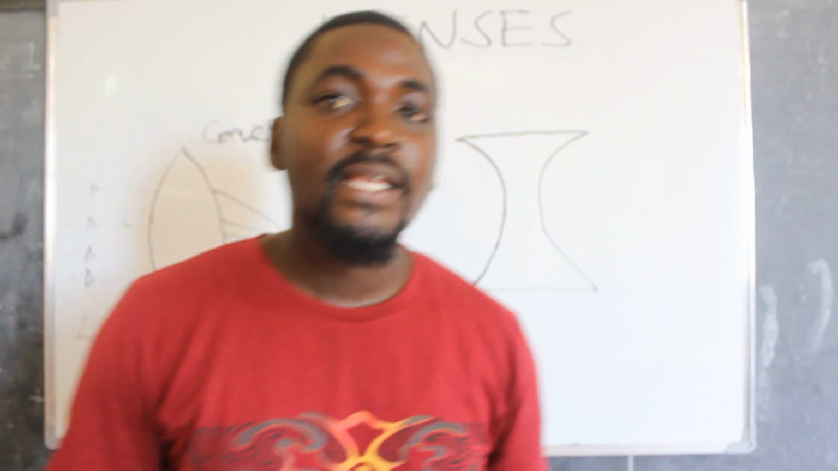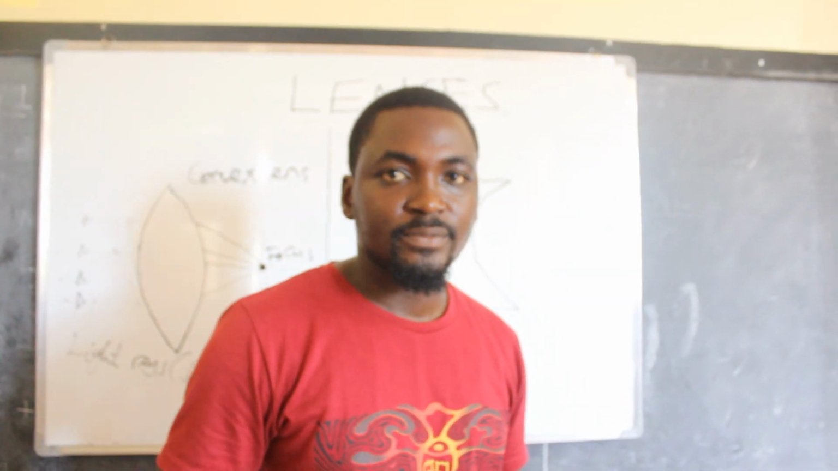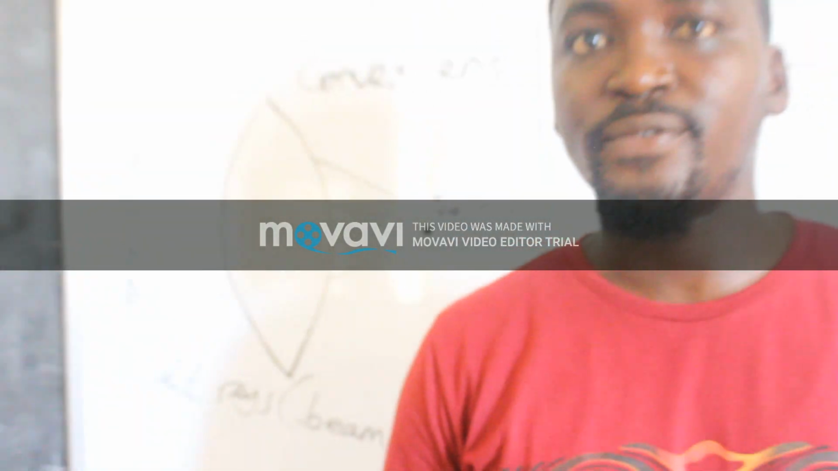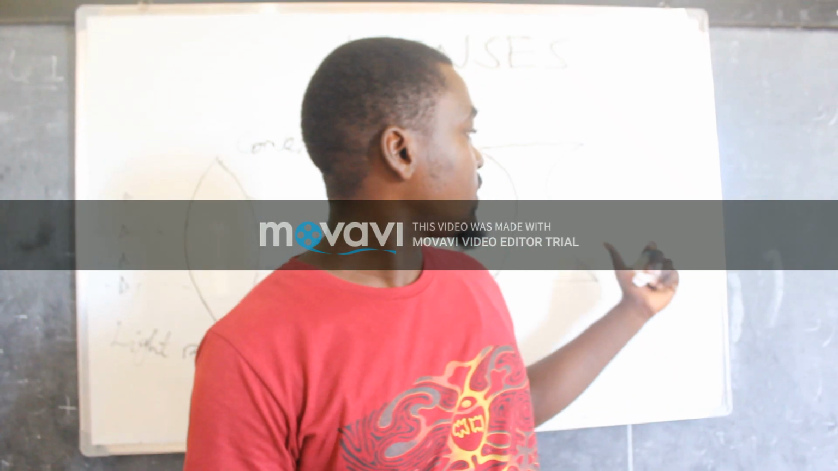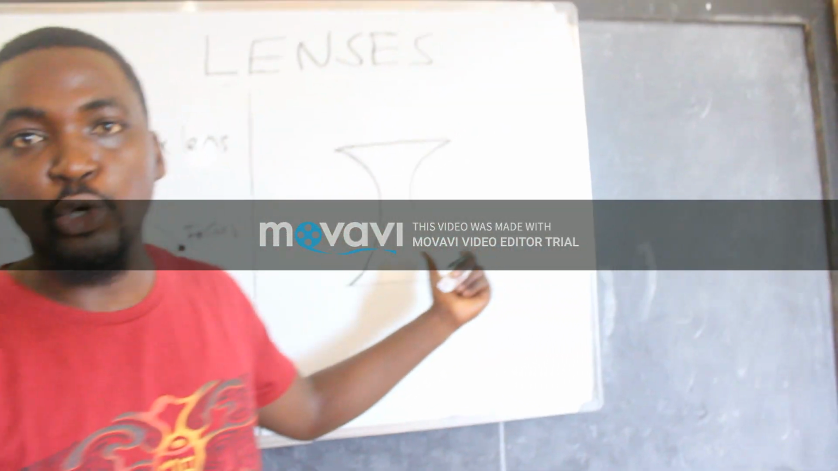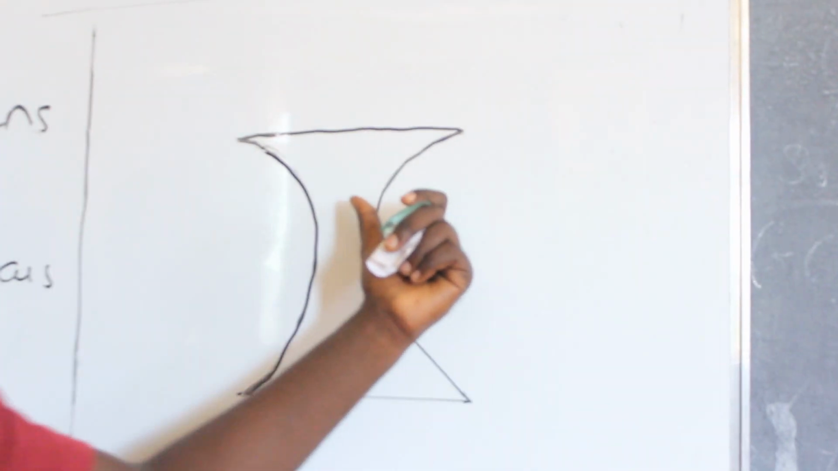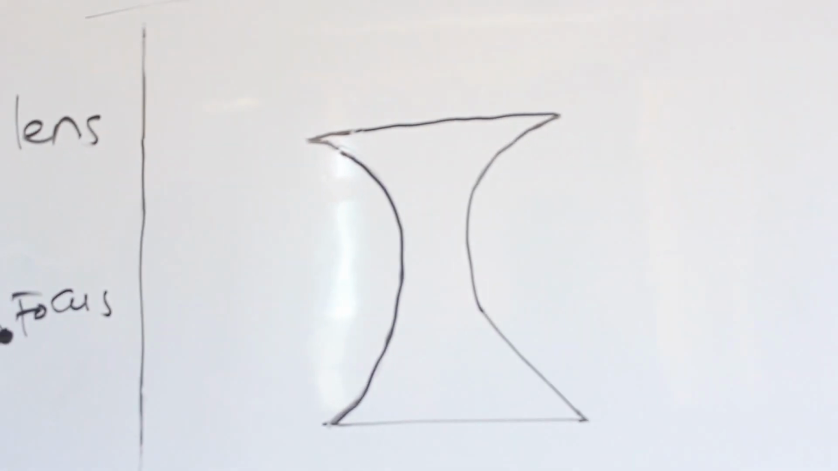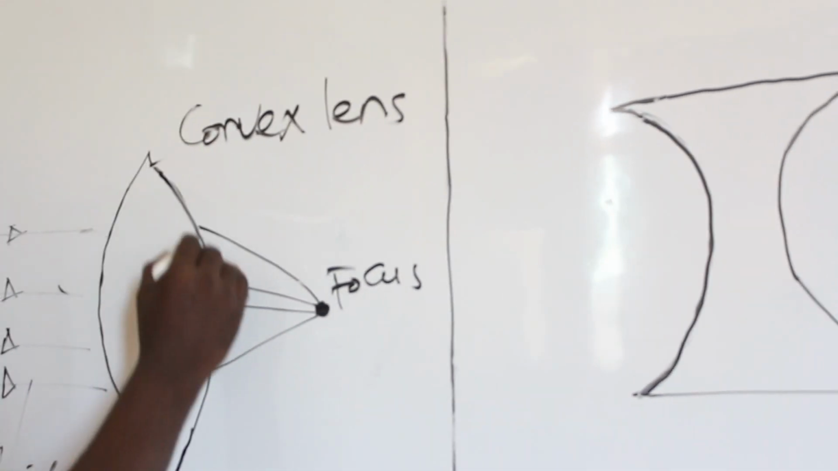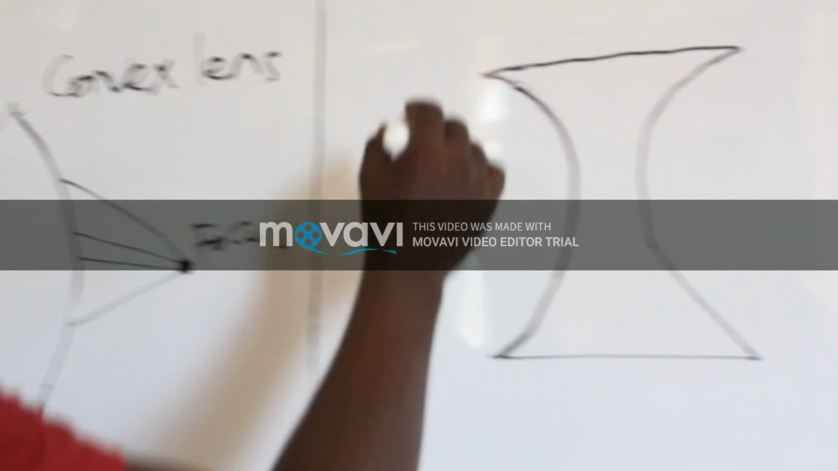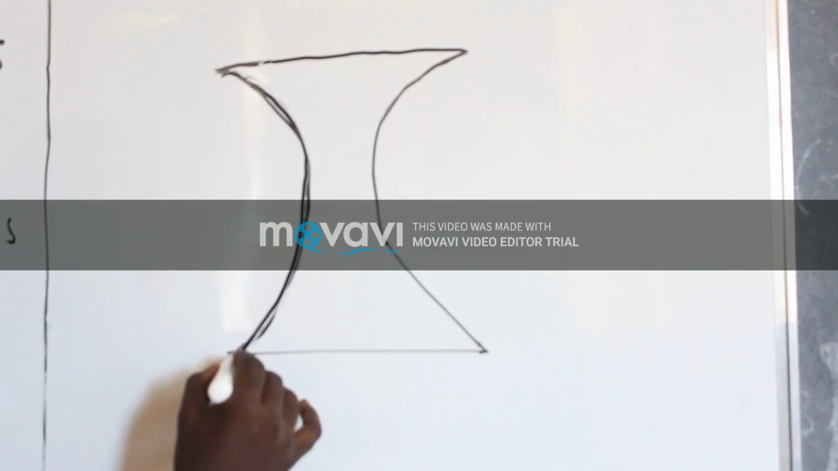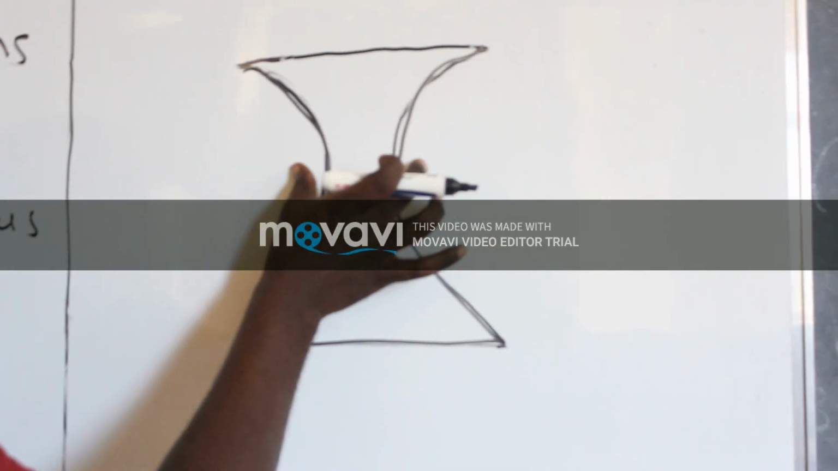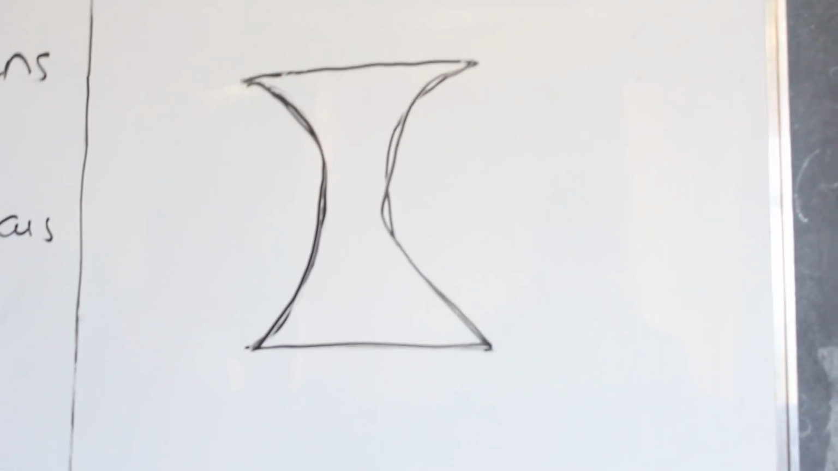Another type of lens is concave lens. Concave lens is just the vice versa of the first one that we have seen, because the concave lens is thin at the middle compared to the edge, as you can see here. If you take a look at the middle, it curves inward, while the convex was curving outward. So this one curves inward, and it is thick at the edge compared to the middle. So the middle is thin, but the edge is very thick.